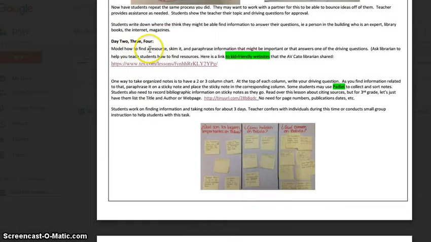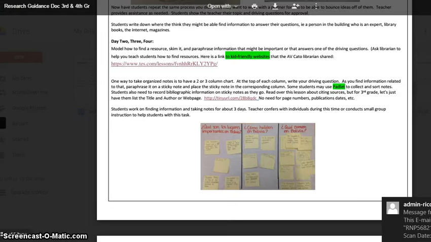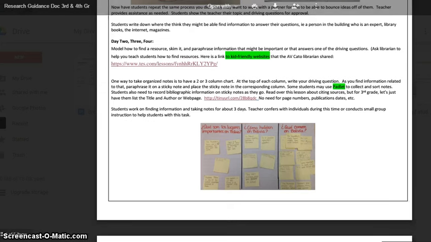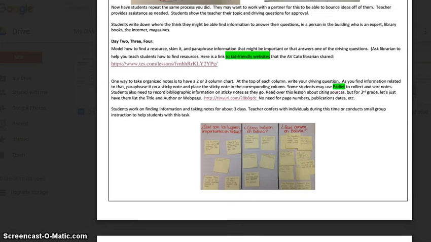Then the next days, they will go in and find resources. You're going to help them understand how to find a resource, how to skim it, and how to paraphrase information that might be important, specifically information that answers one of their driving questions. So a kid can't just say, I want to research ants, and then go read about ants and decide what they're going to put in their report. They need to say, I want to learn about ants. I want to know how their colonies are made. I want to know why they are important to the earth, and I want to know what their enemies are. That way, whenever I am looking for my resources, I'm specifically looking for information that answers my questions. It's a whole lot higher level skill when we do it that way.